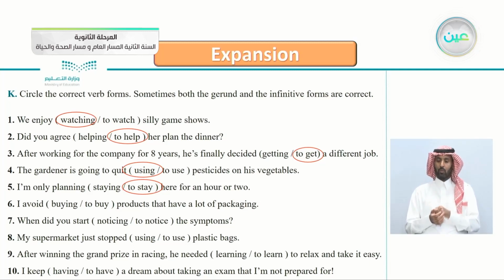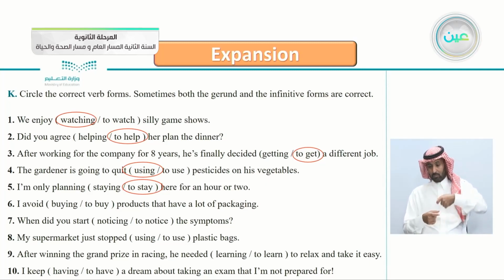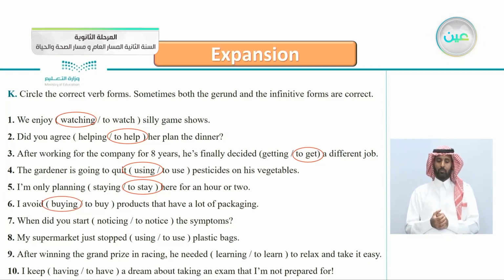We can't have 2 INGs one after another. Number 6: I avoid buying, to buy products that have a lot of packaging. I avoid, yes, buying. Avoid is one of the verbs that comes before the gerund. Number 7: When did you start to notice or noticing the symptoms? So here, yes, both are correct. You can use the infinitive form or the gerund form.